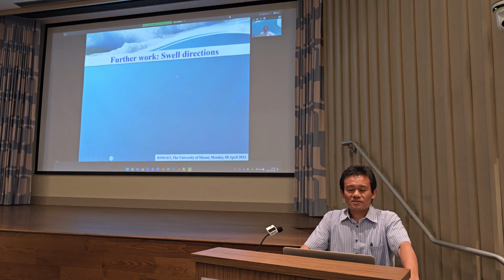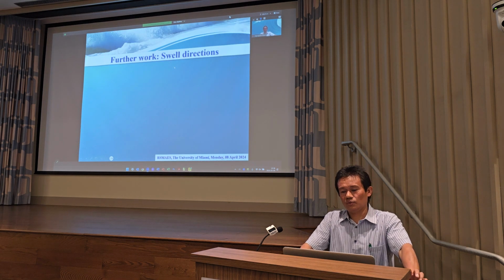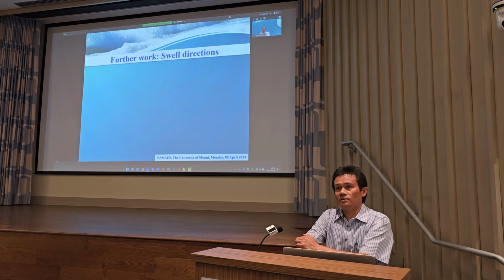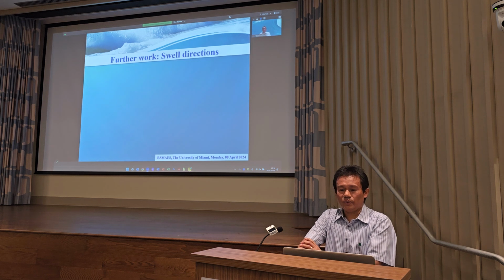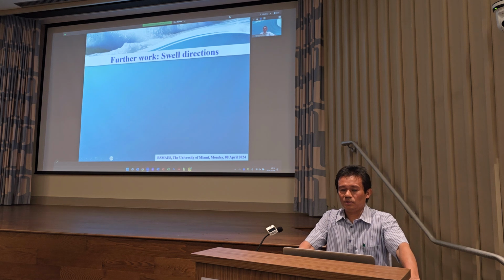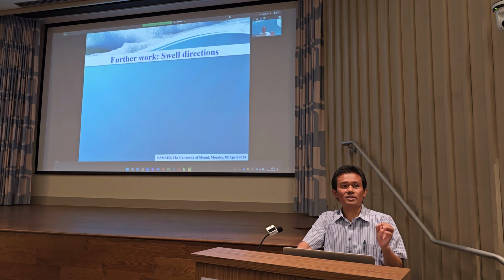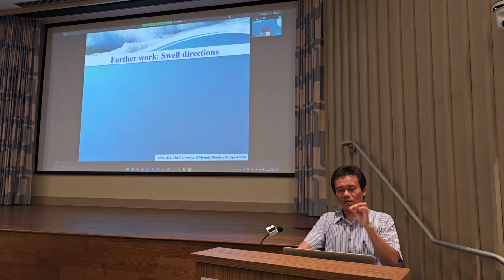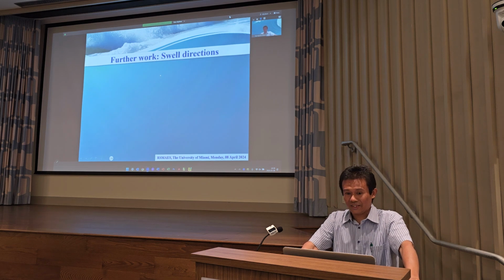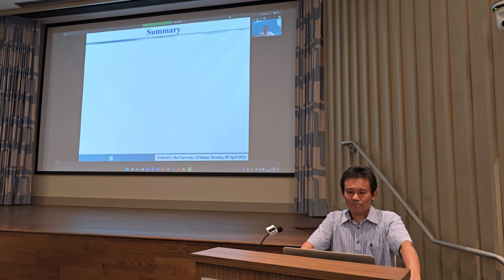Now, what are we going to do next? We are going to look at the swell directions, meaning where the swell in Monterey Bay is coming from. We also need to look at the origin of the swell, whether they are coming from Alaska, from the Pacific, or from the southern hemisphere. That's what we're going to do next. So let me draw a summary here.